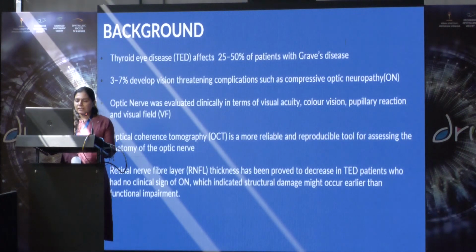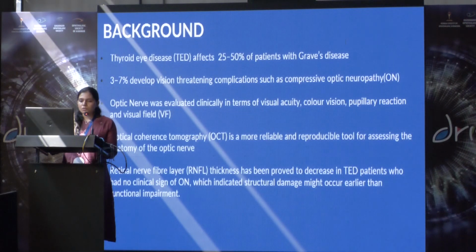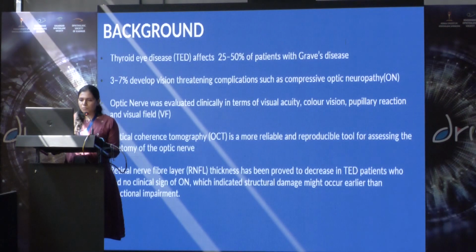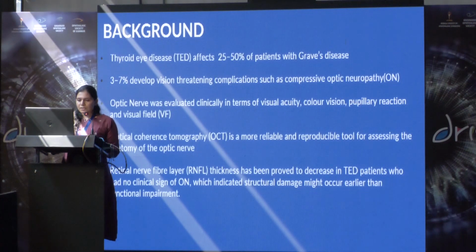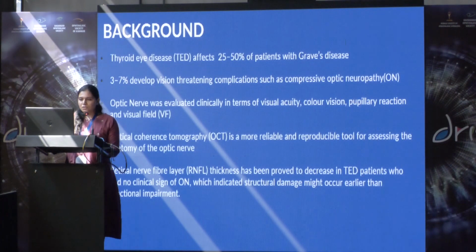The optic nerve was evaluated clinically in terms of visual acuity, color vision, pupillary reaction, and visual field, and optical coherence tomography is a more reliable and reproducible tool for assessing the anatomy of the optic nerve. Retinal nerve fiber layer thickness has been proved to decrease in patients with thyroid eye disease who had no clinical sign of optic neuropathy, which indicated structural damage might occur earlier than functional impairment.